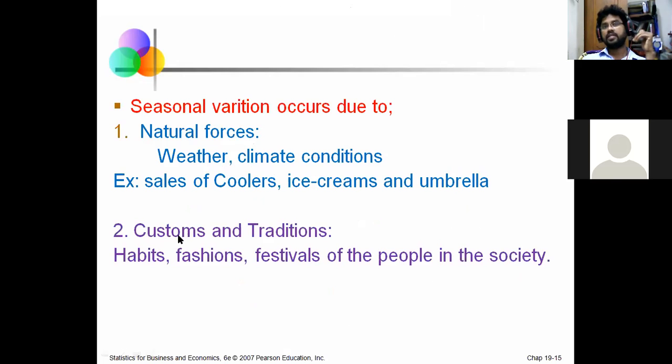Similarly, take season-wise customs and traditions, for example festivals. During a particular period, the sales of particular commodities will be high. For example, there is a good demand for cloths during the festivals of Dasara and Deepavali and other festivals. If you take Ramjan, during that period there is a good demand for cloths, and the same for Dasara and Deepavali.